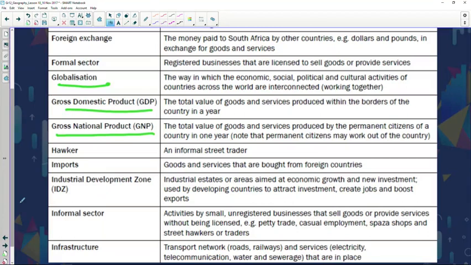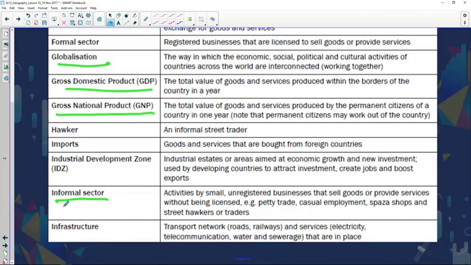Industrial development zones, the IDZs, we're going to have a look at that also in our next lesson. It's basically industrial estates that promote economic growth. It's very important to promote economic growth because what do we want to do? We want to provide people with jobs. We don't want unemployment to rise, we'd rather have people have jobs. And obviously with people having jobs, it means the country makes more money. Now the informal sector, like I mentioned a couple of seconds ago, is usually small unregistered businesses. We're going to have a look at this in detail in the next lesson.